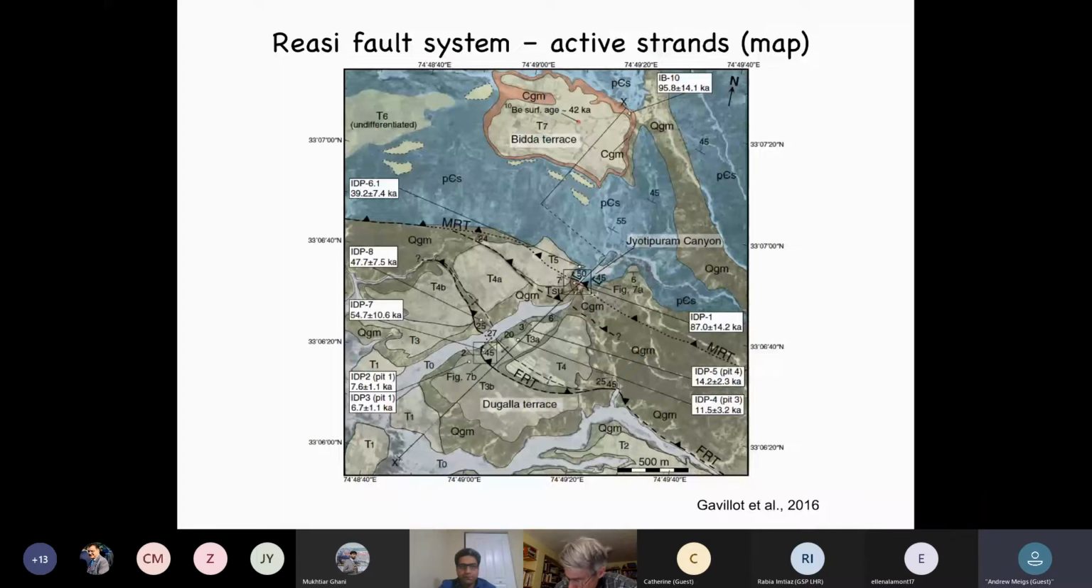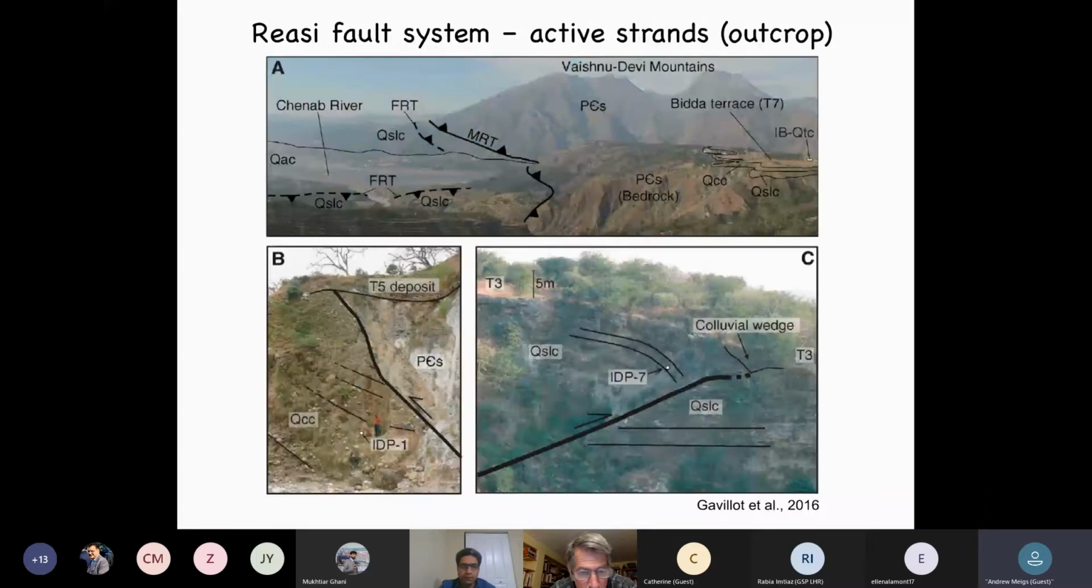The faults are exceptionally well exposed. These are pictures from a paper by Jan in 2016, which show the Precambrian Surban limestone core mountains thrust over the surficial deposits, terraces, and Shawalik of the footwall. If we look in detail, the main Riasi thrust is here in the lower left, and it is a steeply dipping fault that is unconformably overlain by this T5 deposit.